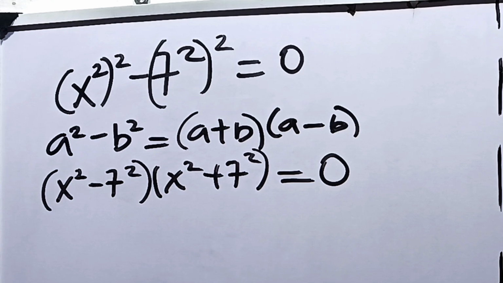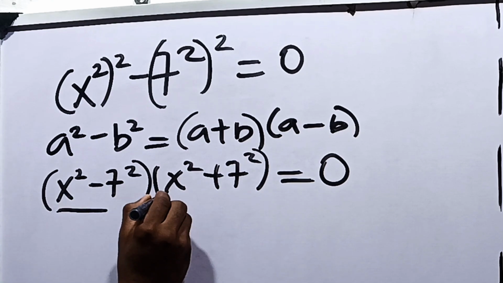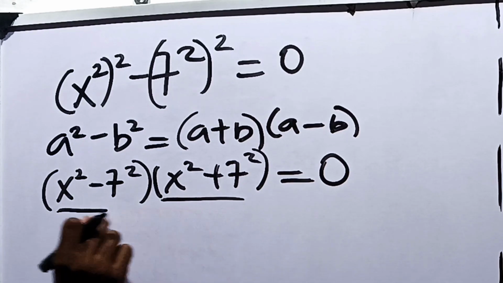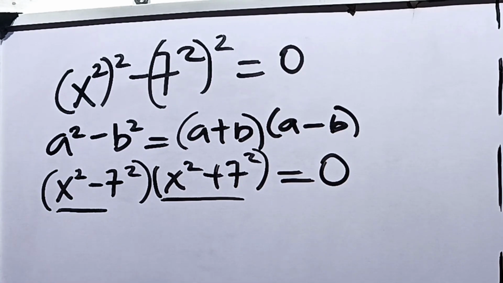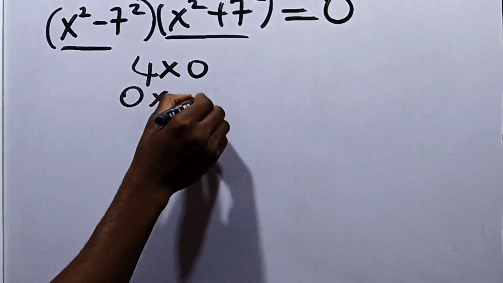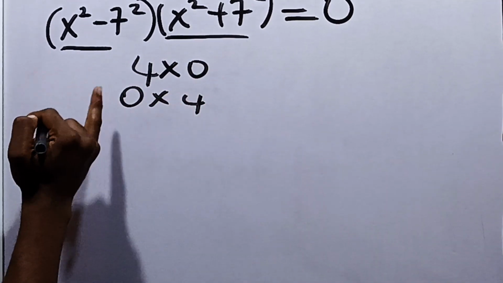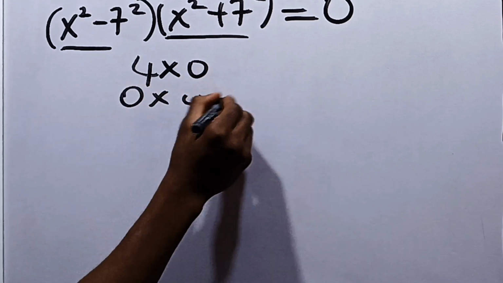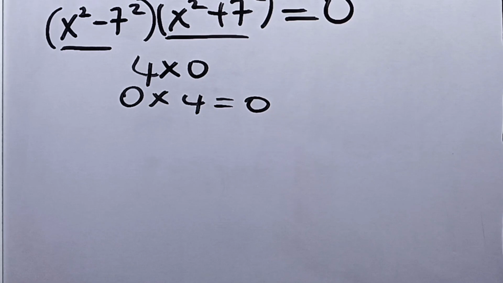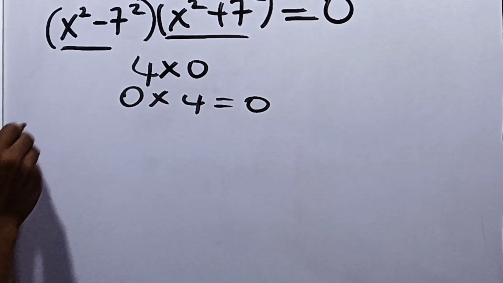Now, again, you can see that you have this and this multiplying to give you 0. When two things are multiplying to give you 0, it's either the first one is equal to 0 or the second one is equal to 0. And how does this come about? Now, recall, if you have 4 times 0 is 0. If I also have 0 times 4 is 0, okay? So, it's either this number has to be 0 for me to have 0 as the answer, or this one has to be 0 for me to have 0 as the answer. This is just a general example.